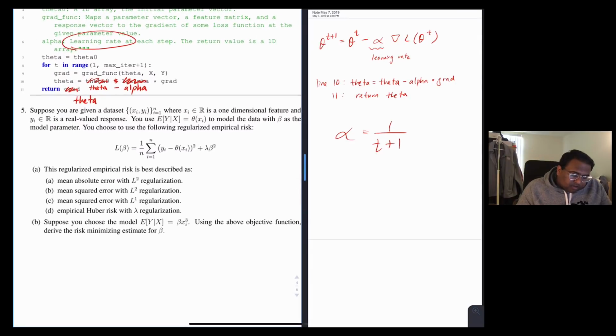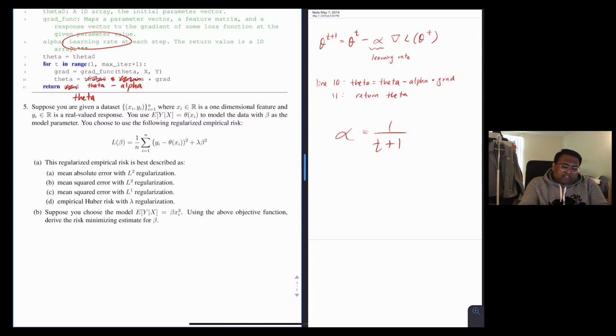Now number 6, suppose you're given a data set of scalars xi, yi with n points, and you have some model where beta is the model parameter, and you're using this following regularized empirical risk. Okay, the notation's a little unconventional. I think in this question, theta of xi just represents whatever our model is, and we're assuming there's some beta involved. Part A is asking us, what type of empirical risk is this?